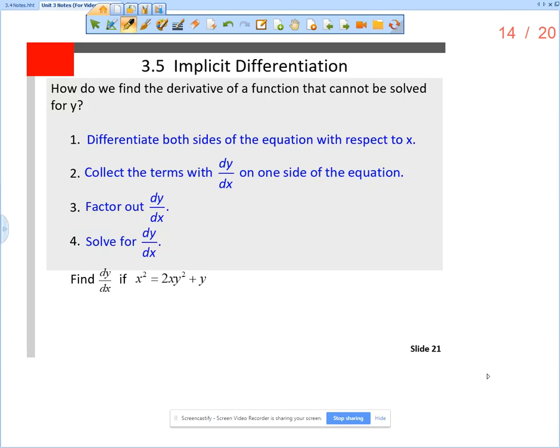This is the video for section 3.5, notes, slides 21 through 23.